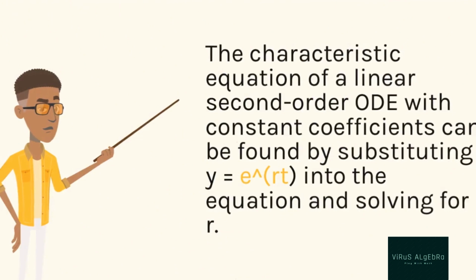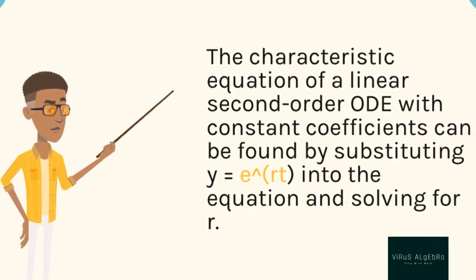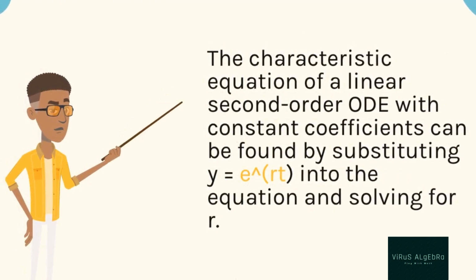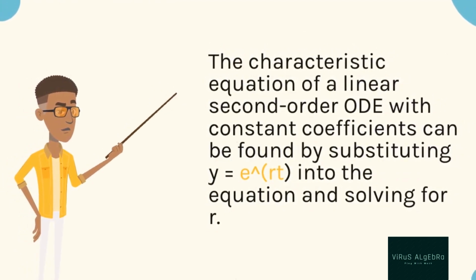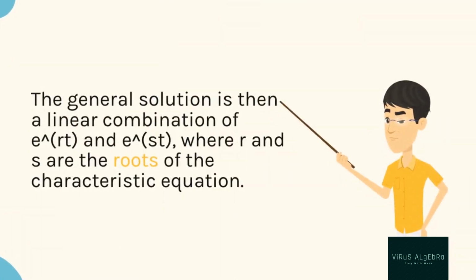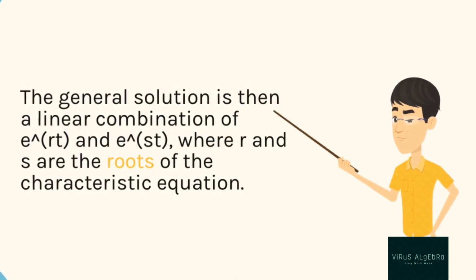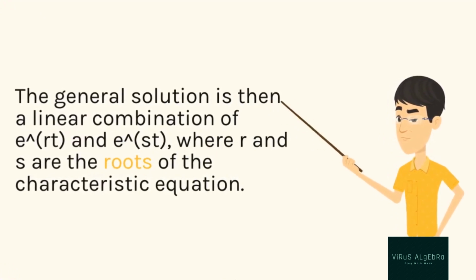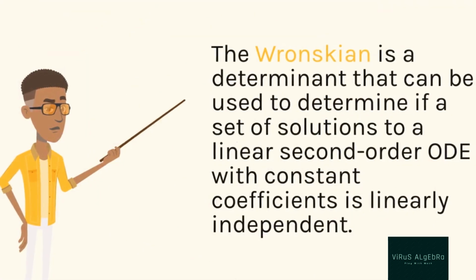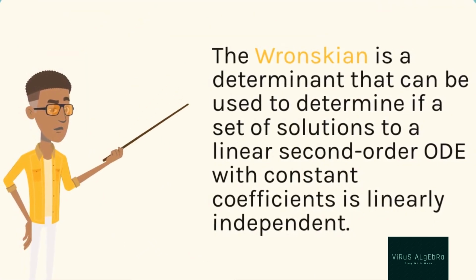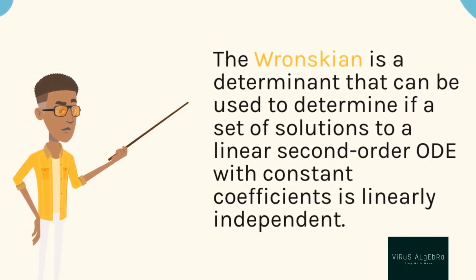The characteristic equation of a linear second-order ODE with constant coefficients can be found by substituting y = e^(rt) into the equation and solving for r. The general solution is then a linear combination of e^(rt) and e^(st), where r and s are the roots of the characteristic equation. The Wronskian is a determinant that can be used to determine if a set of solutions to a linear second-order ODE with constant coefficients is linearly independent.